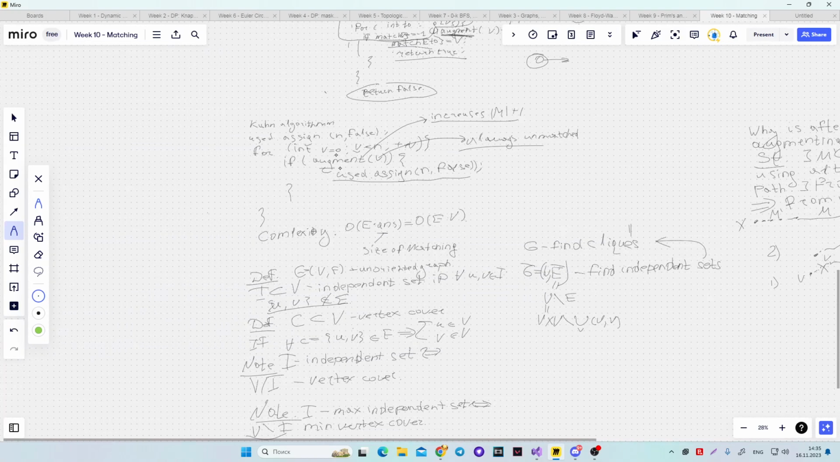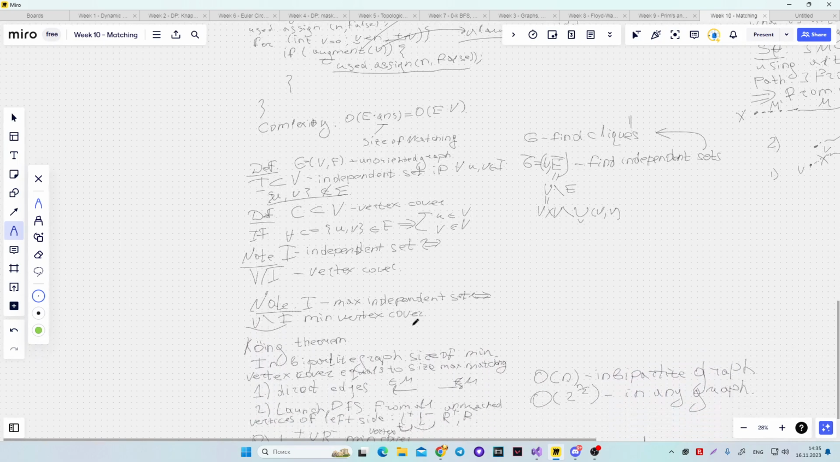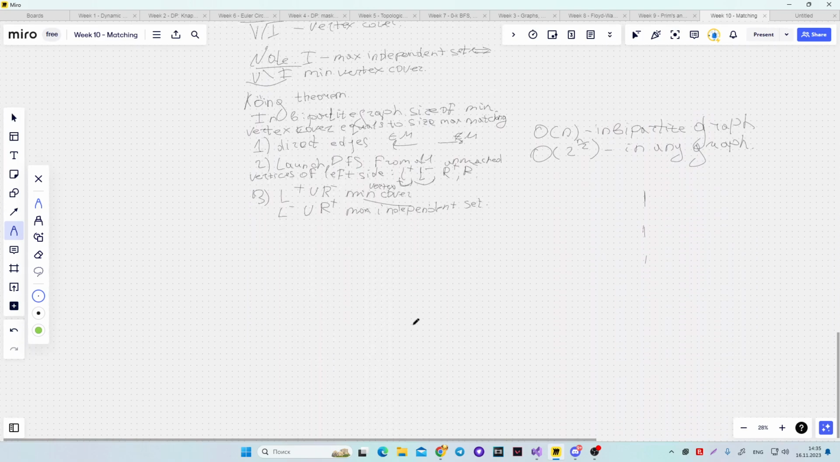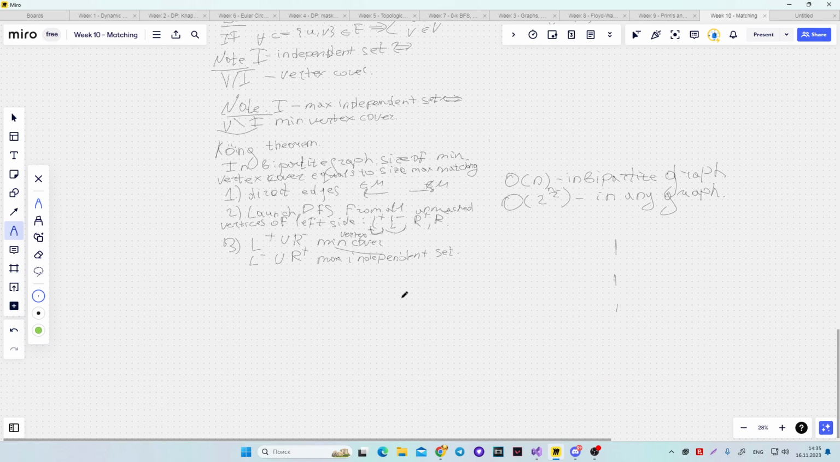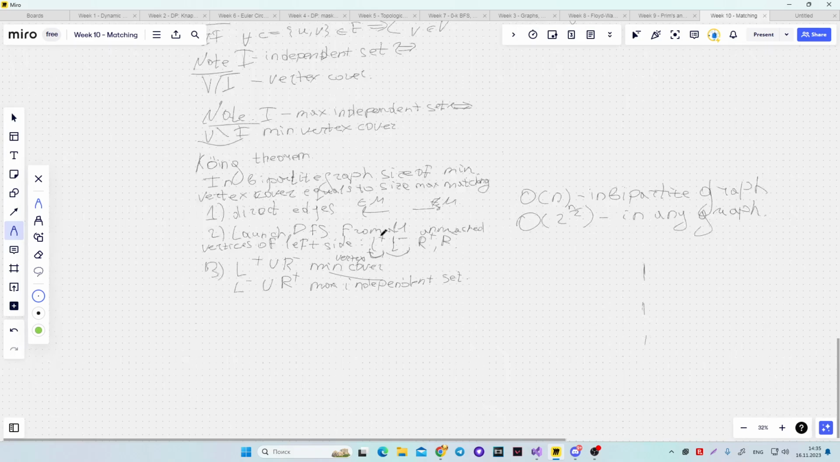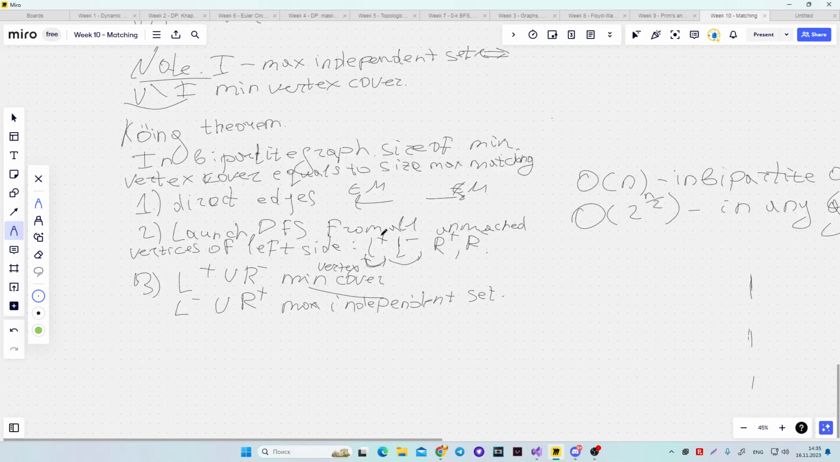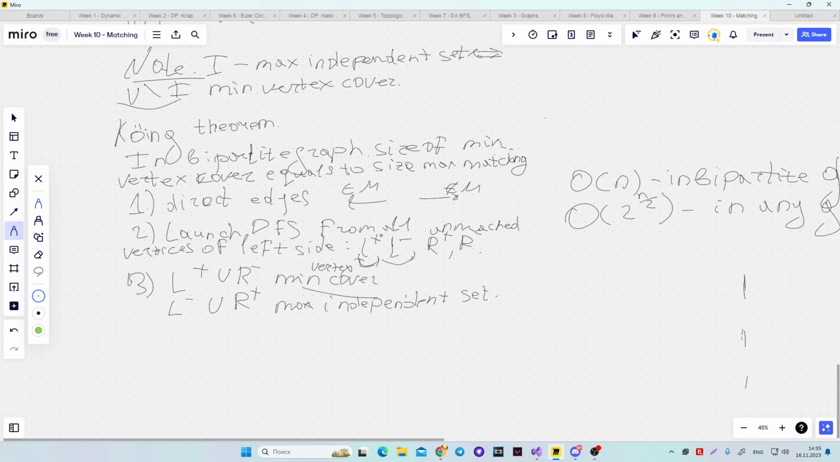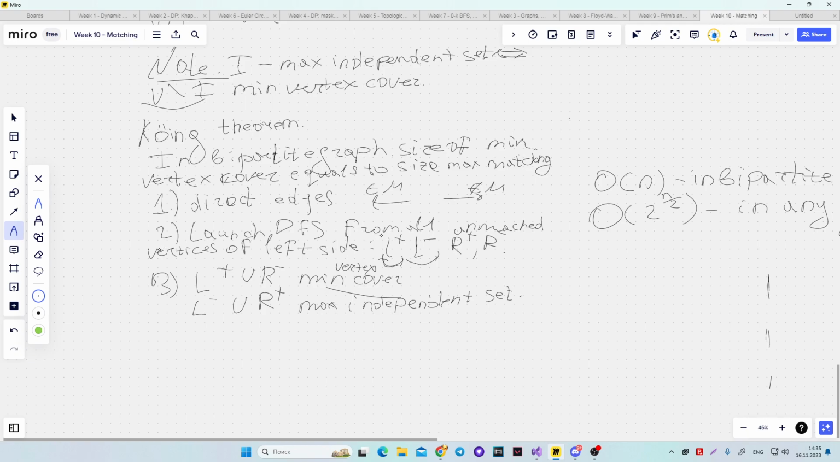It means we can just apply this and consider this theorem, Kuhn's theorem. In a bipartite graph, the size of the minimum vertex cover equals the size of the maximum matching. We consider the algorithm. We prove this constructively. I don't know what the English word for this is.